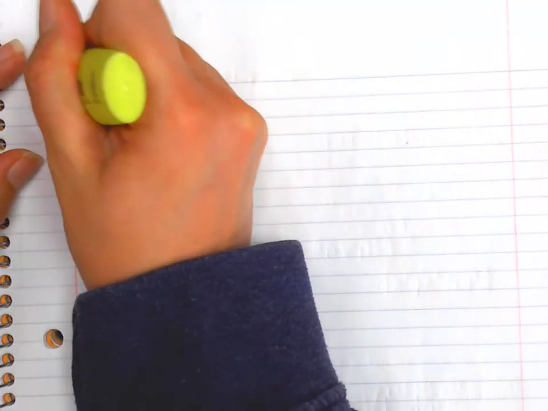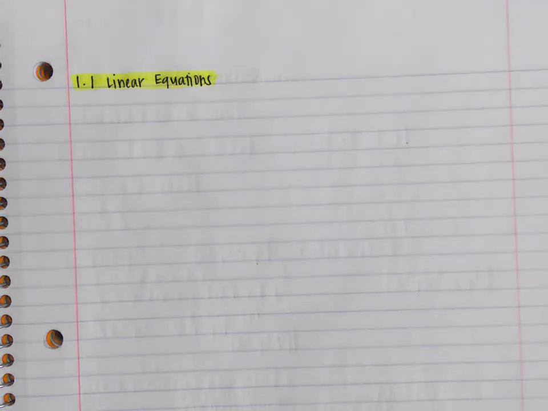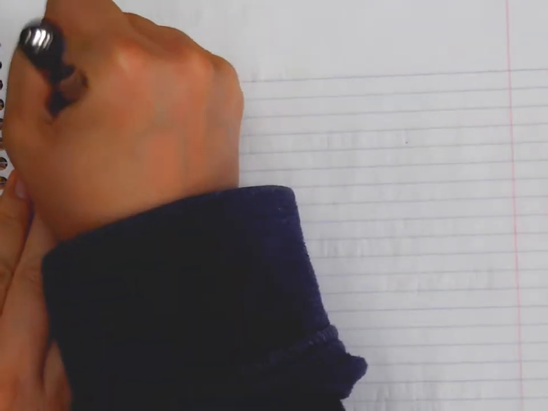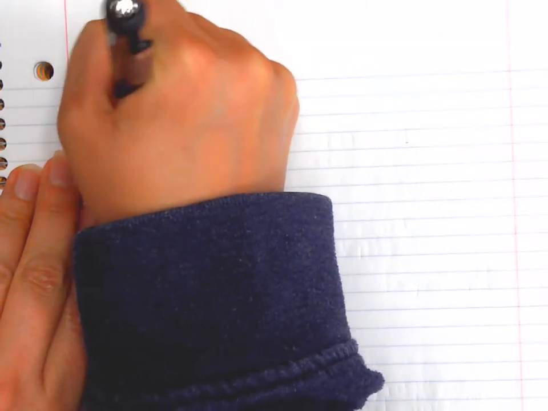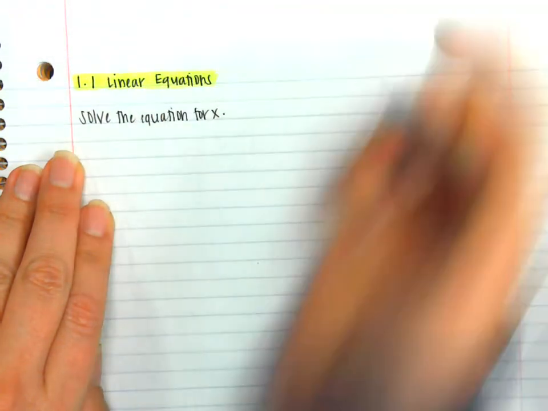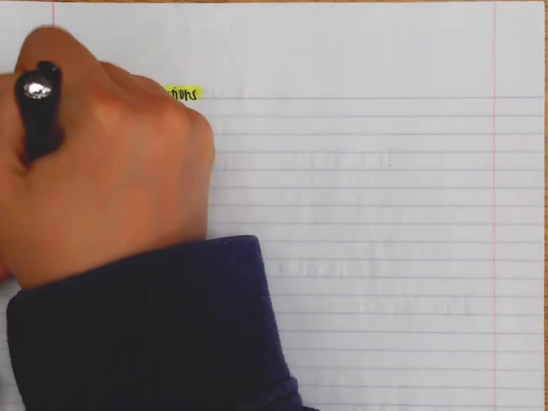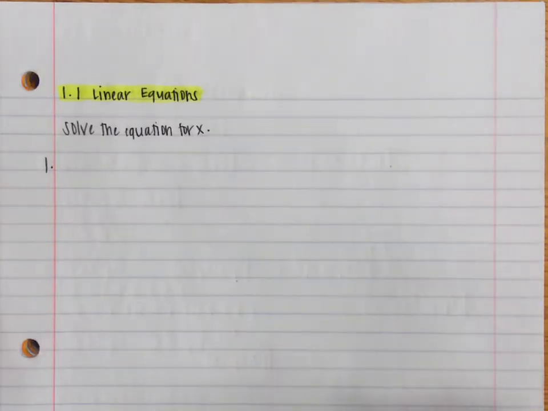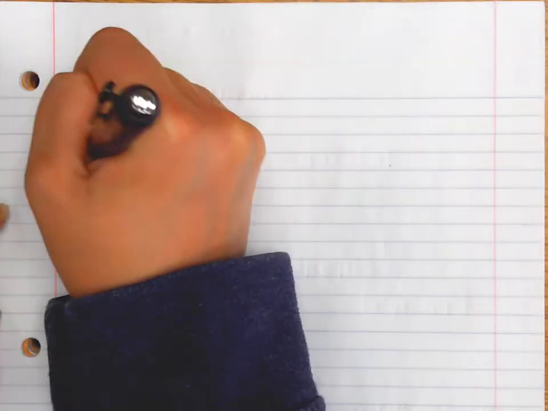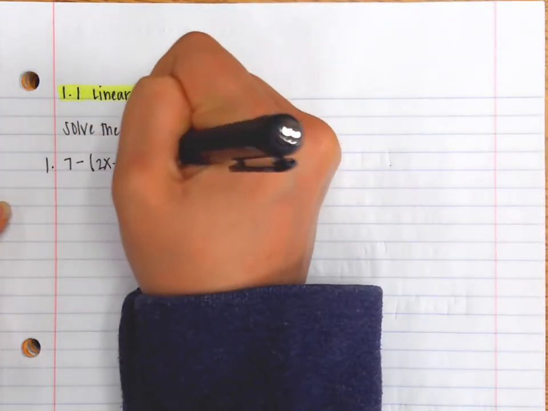Okay, so we're going to start off with something you know how to do. And for all of these equations, all we're going to be doing is solving for x. So solve the equation for x. Okay, so like I said, this first problem, I'm not going to do much. I'm going to just let you guys kind of remember how to do algebra. So your problem is going to be 7 minus the quantity of 2x minus 1 equals 10.